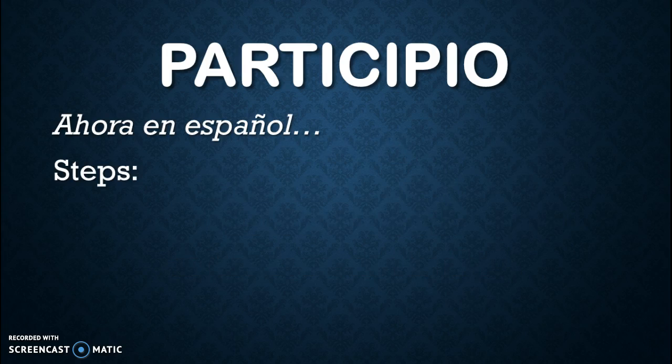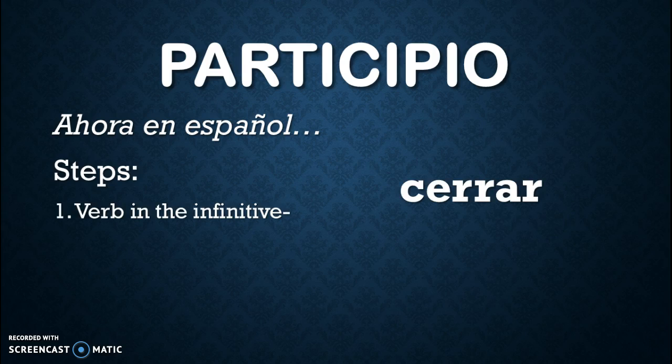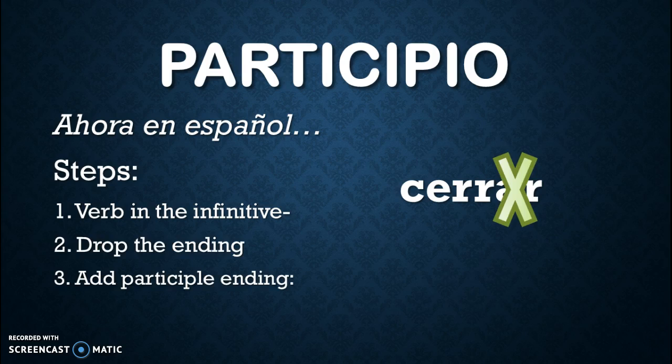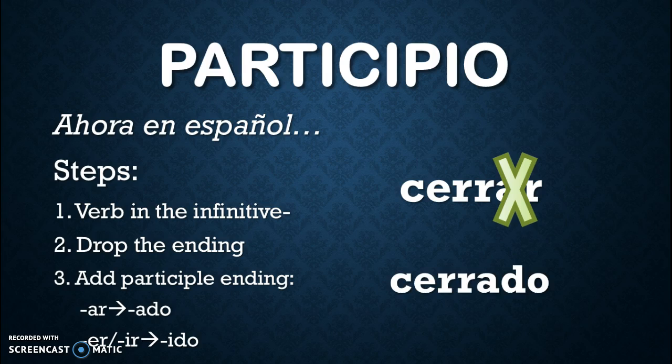Okay, ahora en español. So the steps to make a participio. You start with the verb in the infinitive form. So we have cerrar, to close. Drop the ending. Add the participle ending. So AR verbs turn to ado, and ER and IR verbs change to ido. So in this case it would be cerrado. Now because it's an adjective, it does have to agree with the noun, meaning it could be cerrado, cerrada, cerrados, and cerradas.